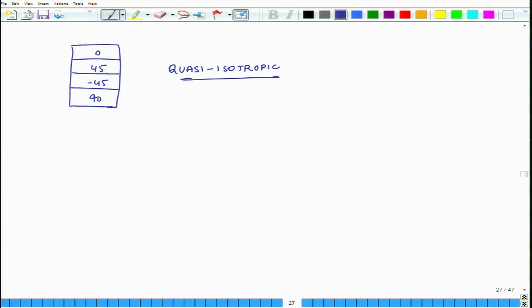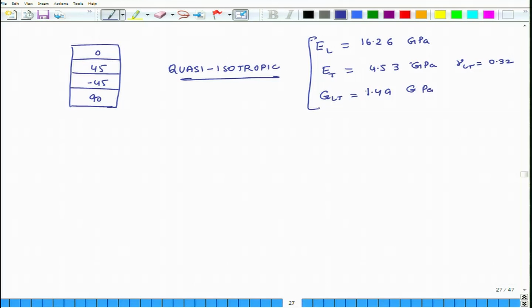Because it has more than 3 layers, and the angles are in steps of 45 degrees. For this we know that EL is equal to 16.26 GPa, ET is 4.53 GPa, nu LT is 0.32 and GLT is 1.49 GPa. So, this is what we know.